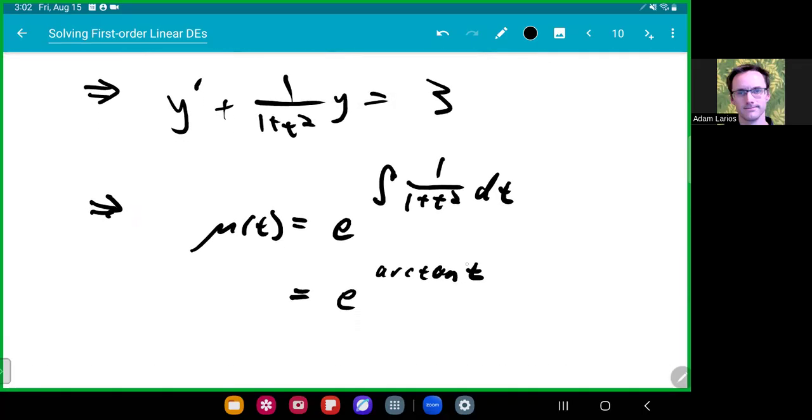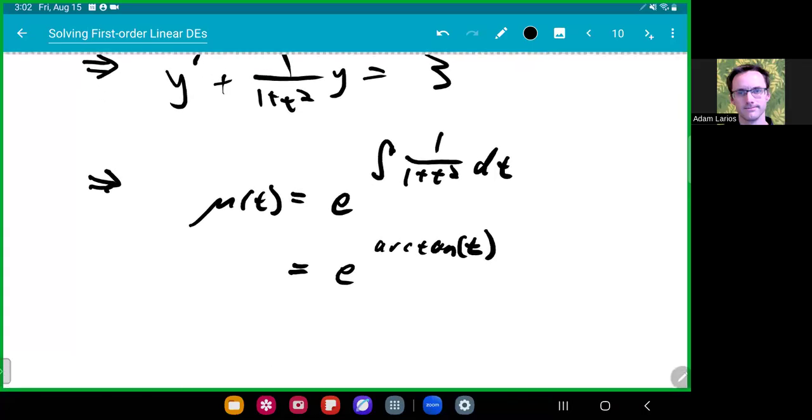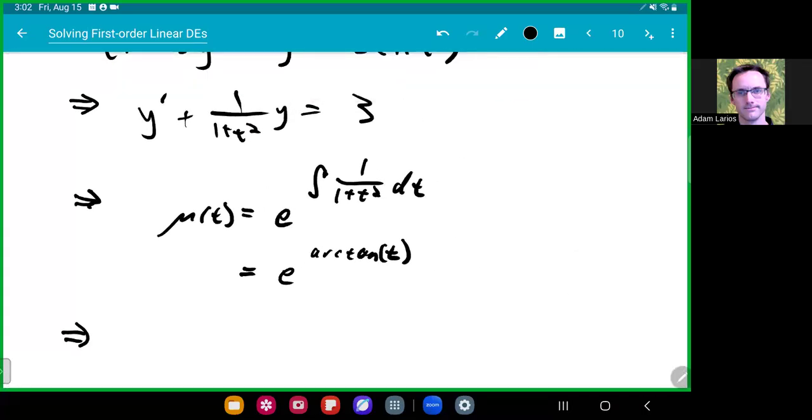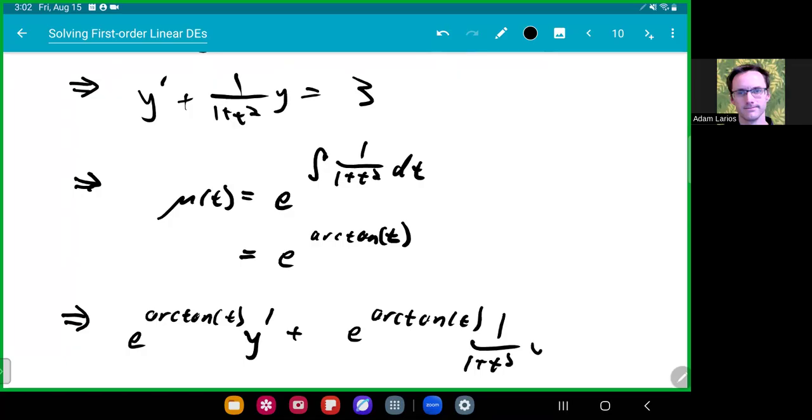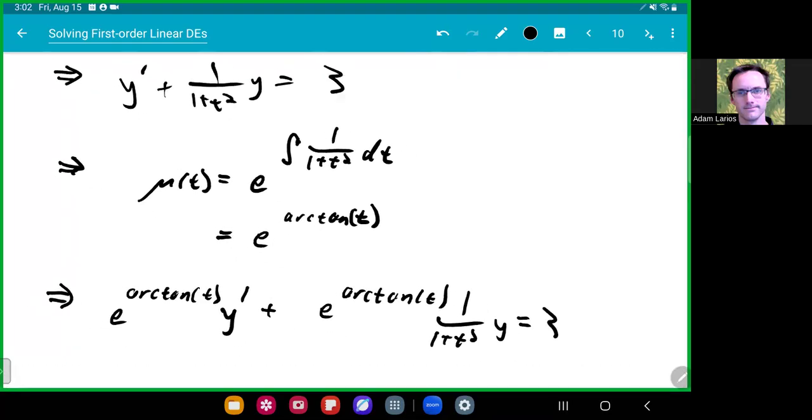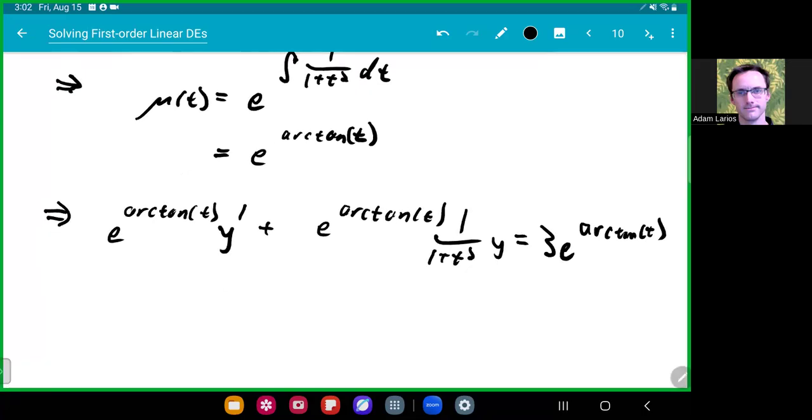And so tangent of t there. So we can multiply through, and this looks a little bit nasty, but it'll work just fine. So we get here something like e to the arctangent of t times y prime plus e to the arctangent of t times 1 over 1 plus t squared y. It's equal to 3 times e to the arctangent of t. Okay, this looks like something which is a little bit nasty, but let's take another step.